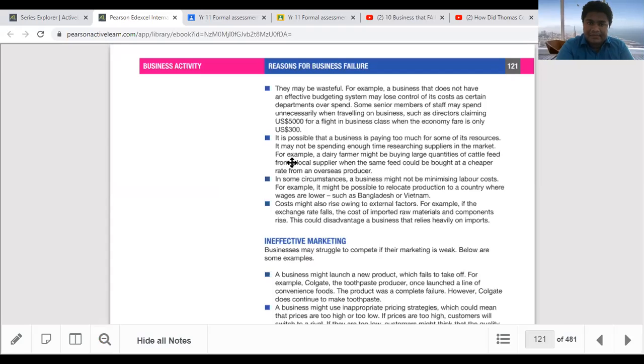Wasteful spending: sometimes a business pays too much money for some resources, not spending enough time researching the suppliers in the market, without asking for quotations, without scientifically analyzing them, just buying from everyone, right? So that's another reason for failure. In some circumstances, a business might not be minimizing labor costs, and costs might also rise owing to external factors such as inflation, falling foreign exchange rates, and so on.